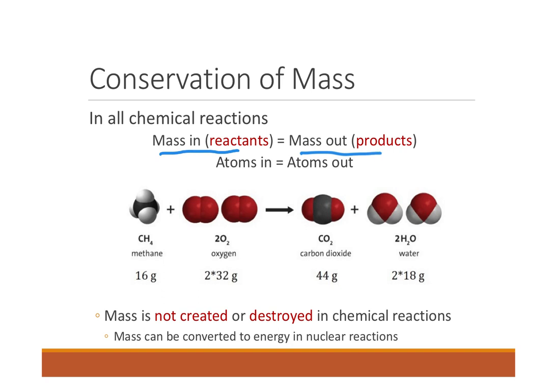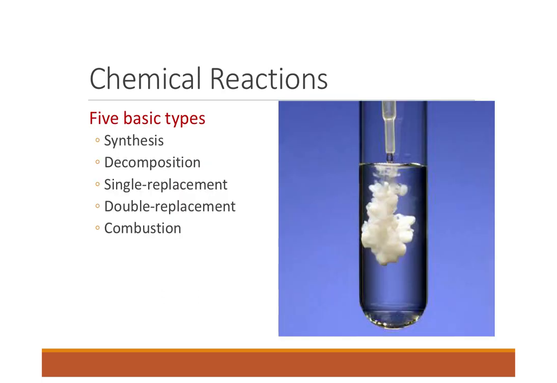Along with the mass, that means the number and kind of atoms that go in will be the same as the number and kinds of atoms that go out. Atoms are not created or destroyed in chemical reactions, but they are rearranged. Mass can be converted to energy in nuclear reactions, but that is not the subject of this video. There are 5 basic types of chemical reactions: synthesis, decomposition, single replacement, double replacement, and combustion. This video will just focus on those first 2 types.